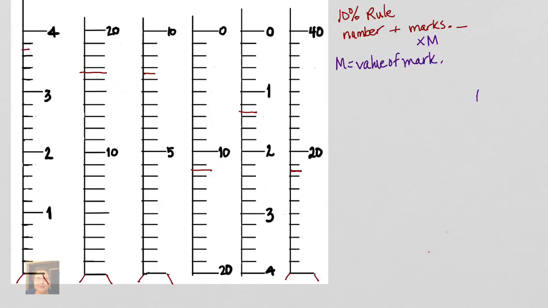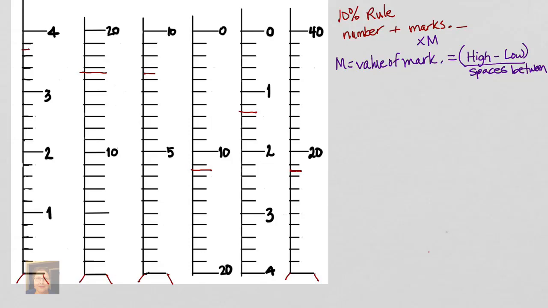Now, the value of the mark differs from one substance to the next, but the way that we can always come up with the value is to find a range of printed numbers. So a high number minus a low number, and we're going to count the spaces between those printed numbers. Notice I didn't say lines, I said count the spaces between. So let's look at what I mean by that.